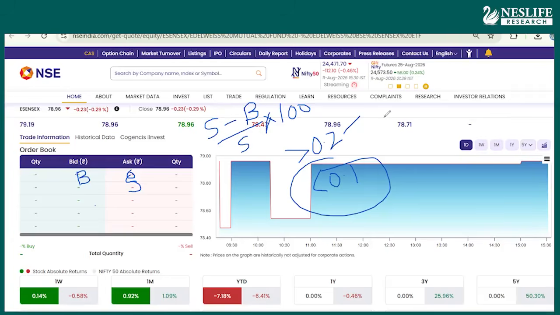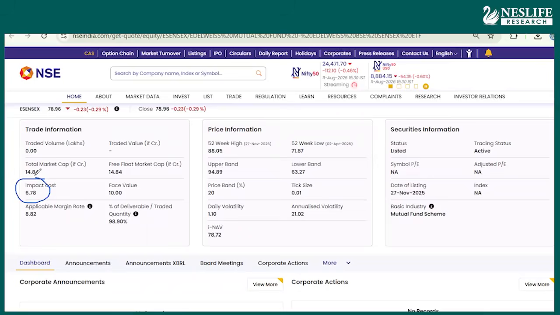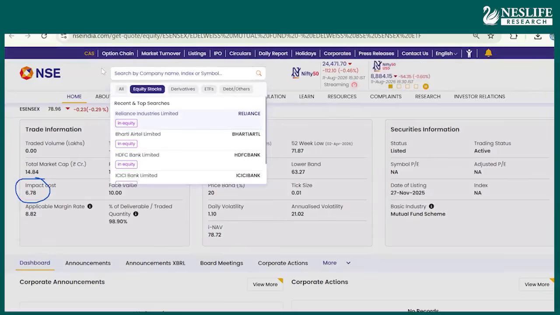There is one more parameter which tells us the liquidity, and that is called impact cost. Impact cost, where is that? Yeah. So this is an assignment for you. Check the impact cost. Compare the impact cost of different funds. Lower is better. This represents liquidity. Higher the impact cost, lower the liquidity. Now see, the impact cost is 6.78. I will show the Nifty BeES impact cost as well.